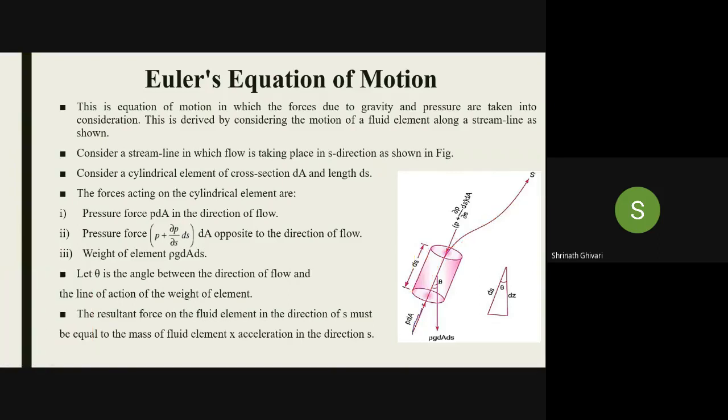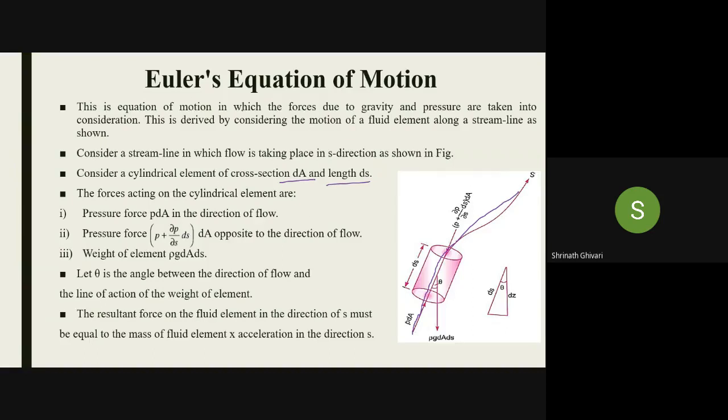This is the fluid element, streamline flow. And we are considering a cylindrical fluid element in that. It is not that it is a cylinder which is there in that. We are considering a cylindrical element in that, of cross section area dA and length ds. So what are we going to derive?